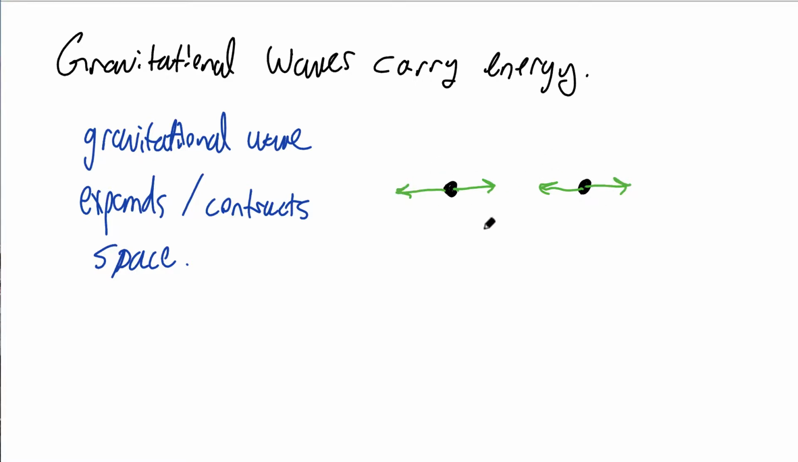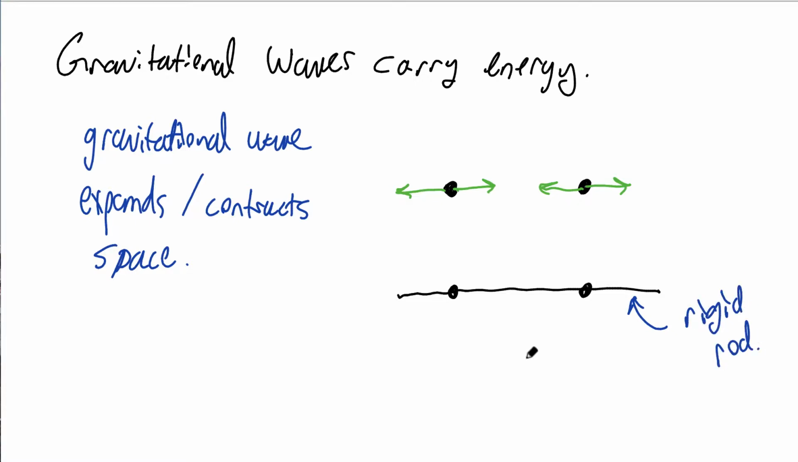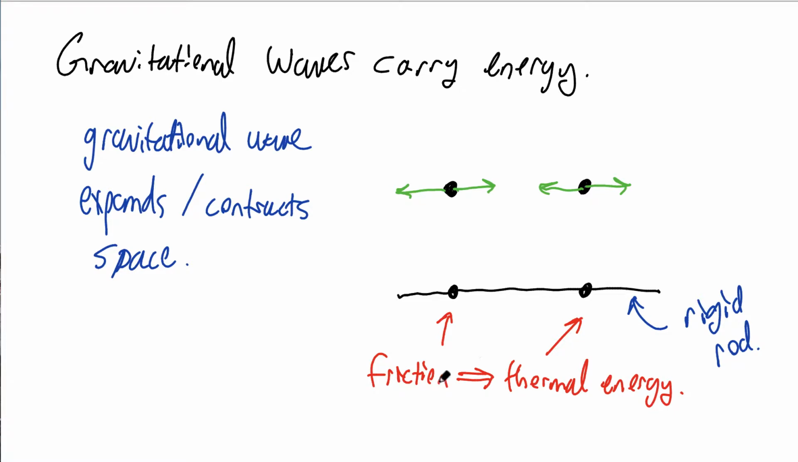These oscillating masses have kinetic energy, and we can capture some of this energy by letting the masses slide along a rigid rod. So this is the rigid rod. And as the masses oscillate, friction between the masses and the rod will generate thermal energy. In other words, the temperature of the masses and the rod will increase.